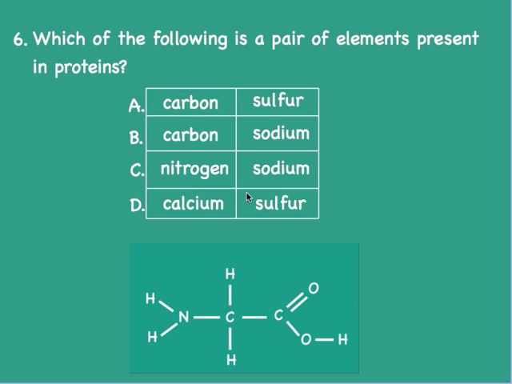In this segment, we consider the answers for questions 6 through 10. Which of the following is a pair of elements present in proteins? The answer to this question is A, carbon and sulfur.